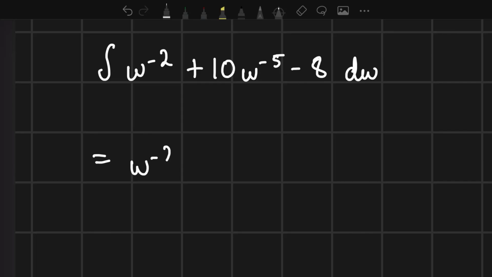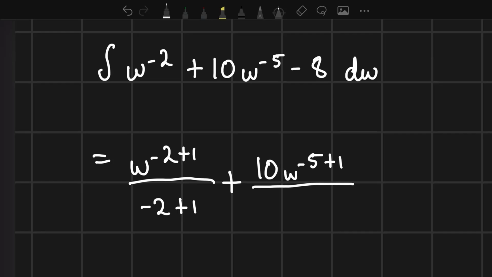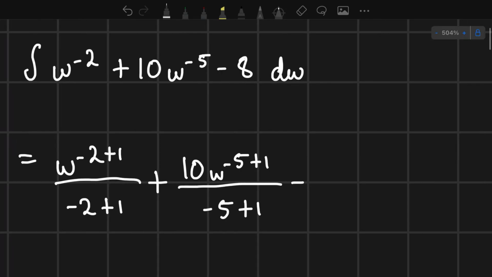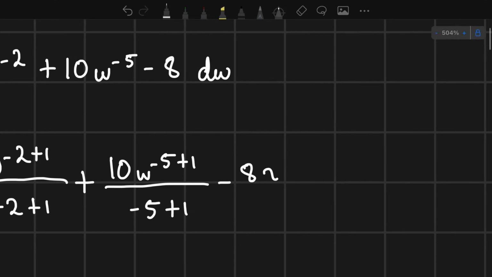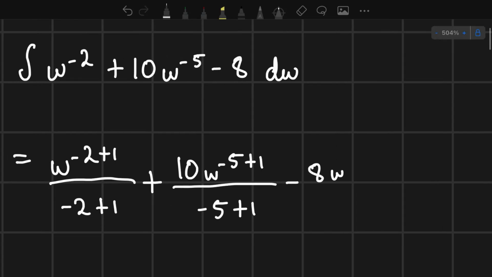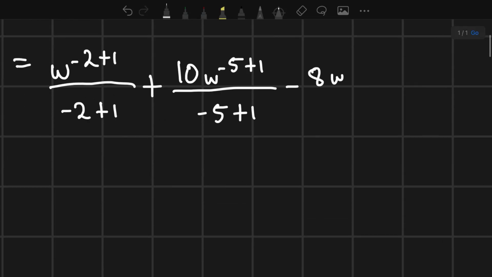So we have w to the power -2. I'm just going to add 1 to that. -2 plus 1, plus 10w to the power -5 plus 1, and then divided by that 2. And then since 8 is a constant, when we're integrating constants, we just add x. Well, not x, but w in our case, because that's the variable we're using. And let's go ahead and complete this.